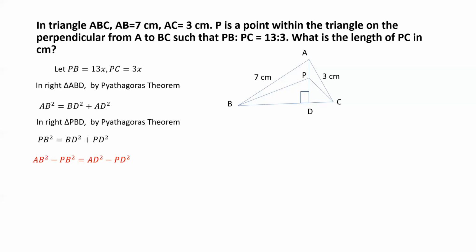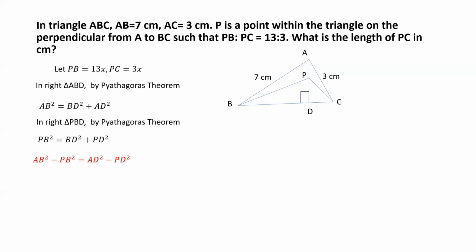So we at least got rid of one variable BD, but we still have these other variables that we have to deal with. Of course, remember that AB is something that we know, so AB is 7 centimeters. PB, we have taken it as 13x, but we don't know AD and PD, so those are the extra variables here that we have to really worry about. So how do we take care of AD square and PD square?